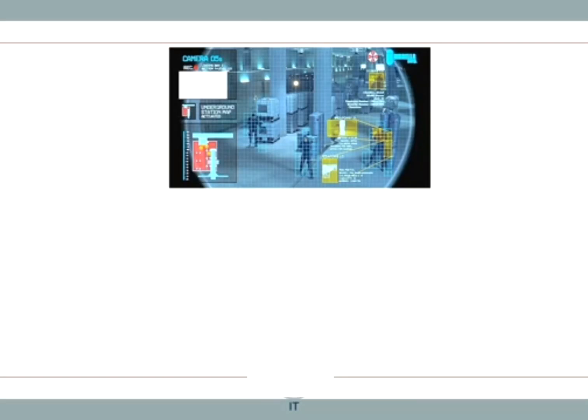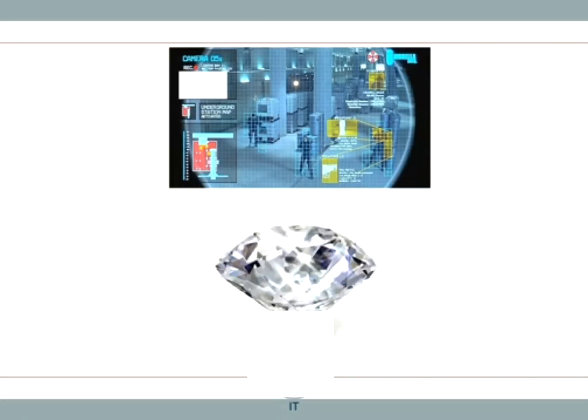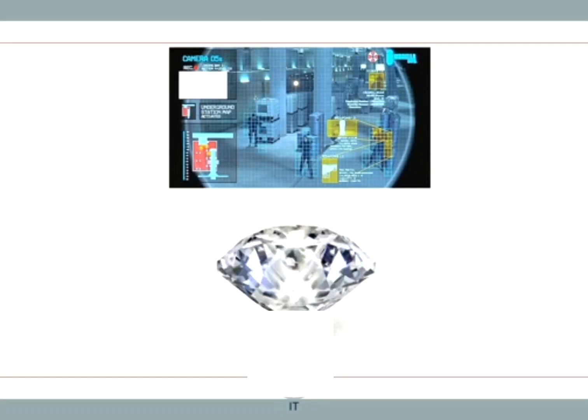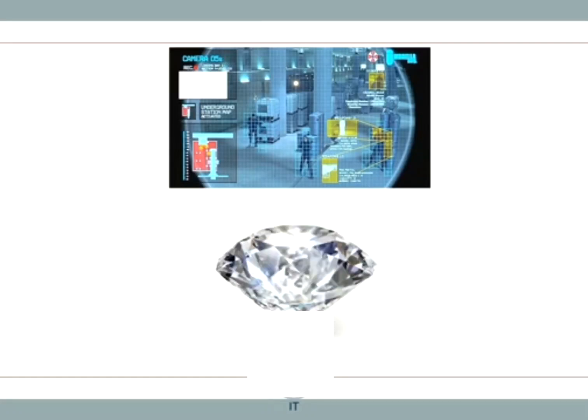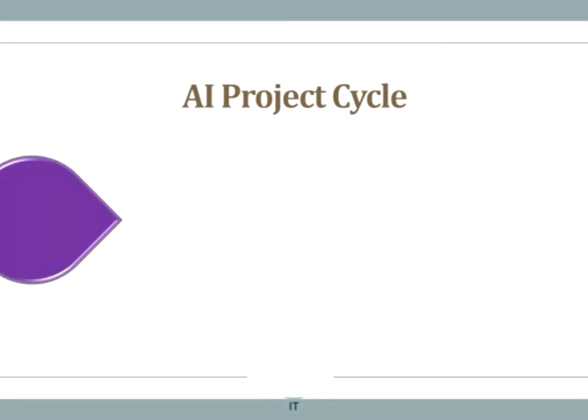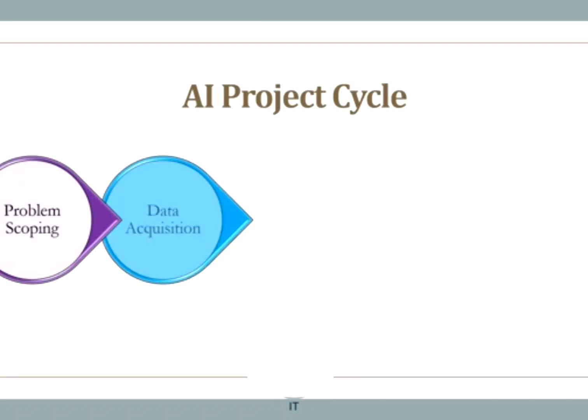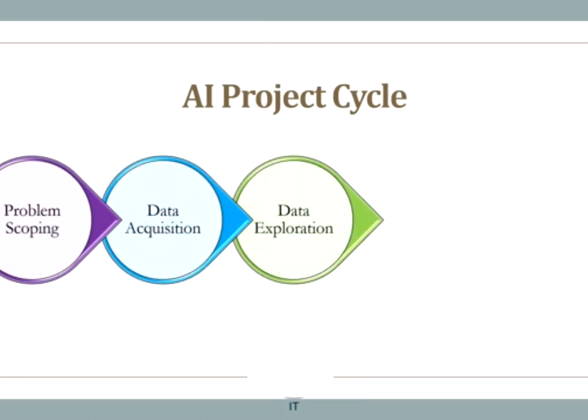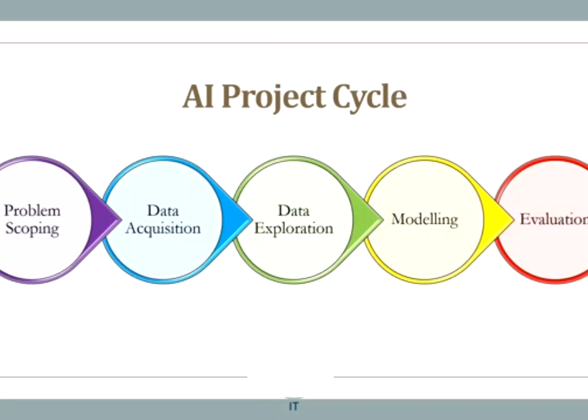Mr. X, who is totally unaware of this surveillance system, tries to break in through the vault and gets caught in the system. So we have successfully saved the diamond. Now with this example, we have learned the 5 stages of AI project cycle. They are problem scoping, data acquisition, data exploration, modeling, and evaluation.